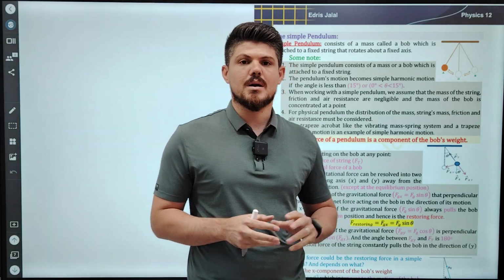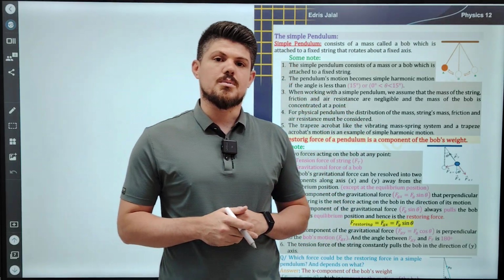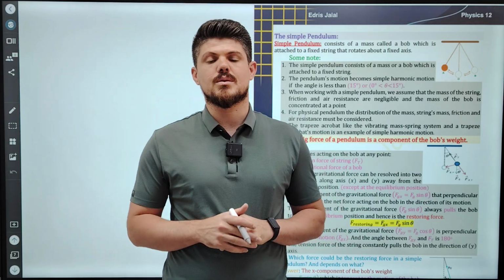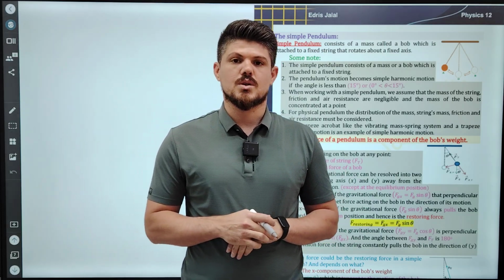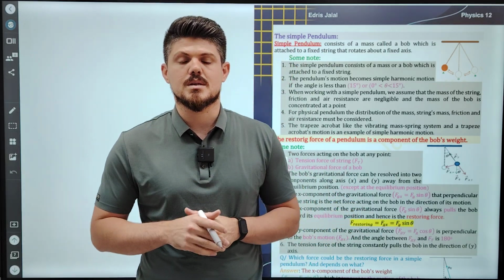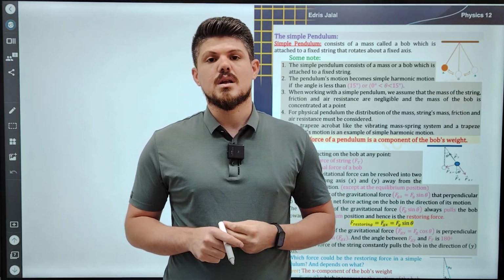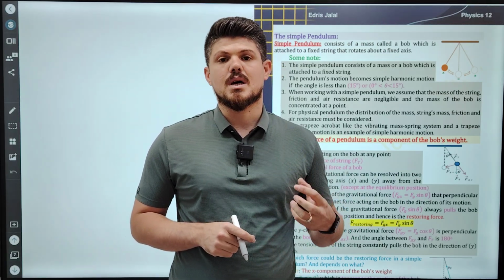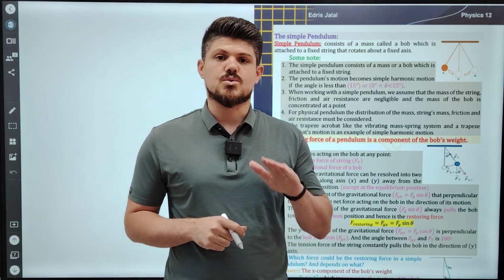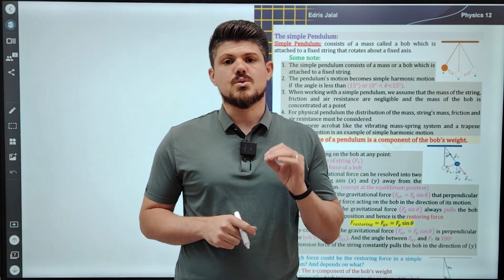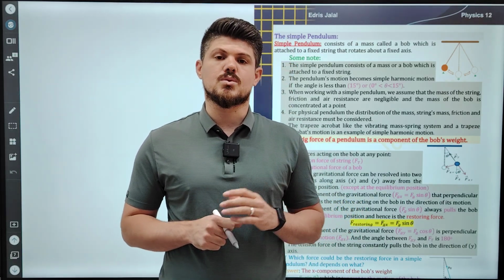Today's lesson, we will talk about the simple pendulum. In the previous lesson, if you remember, we talked about periodic motion in section 1, chapter 3, and also about simple harmonic motion. Simple harmonic motion is a vibrational motion of an object about an equilibrium position on a straight path, where the restoring force is directly proportional to the displacement.